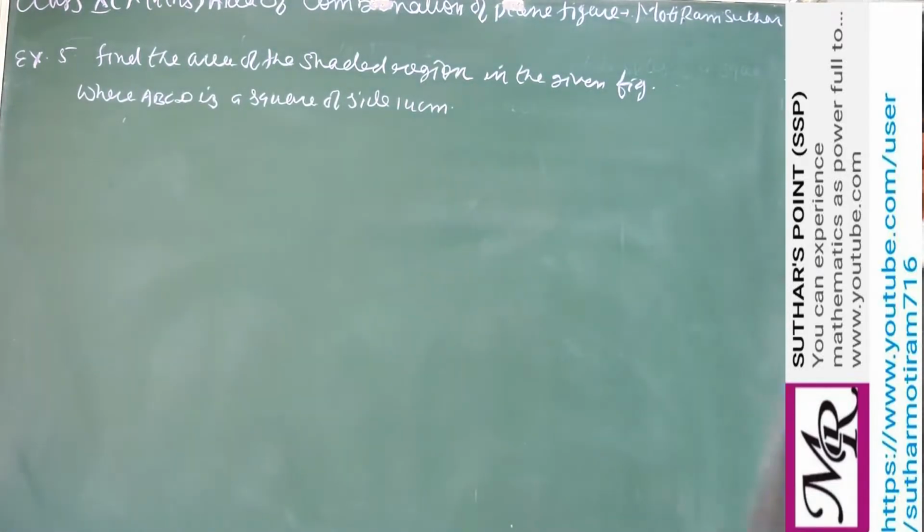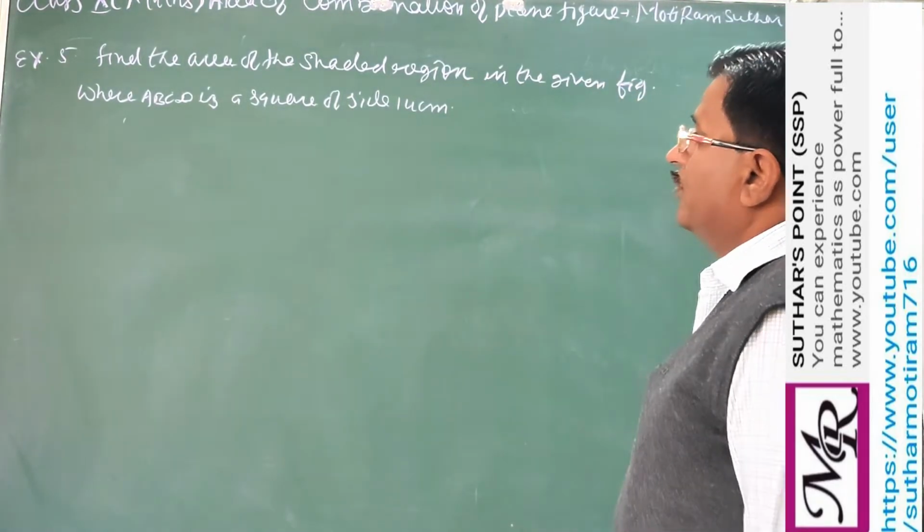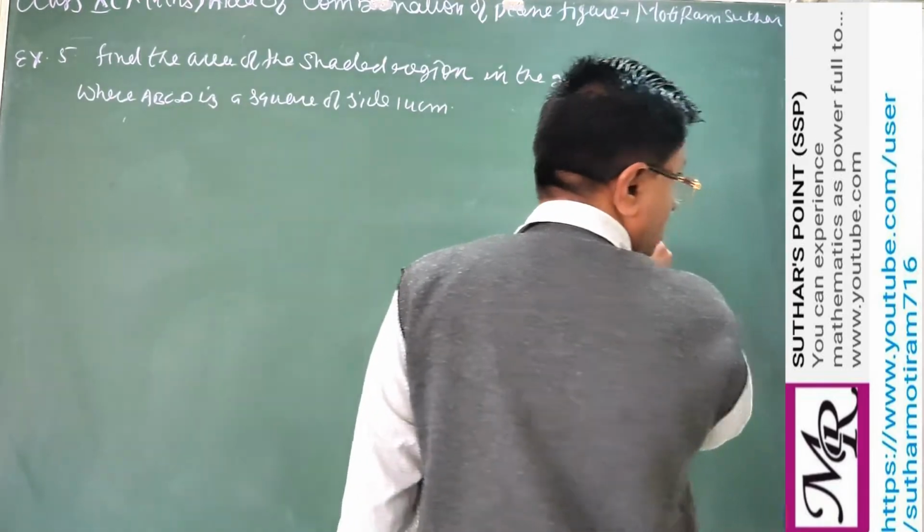Find the area of the shaded region in the given figure where ABCD is a square.